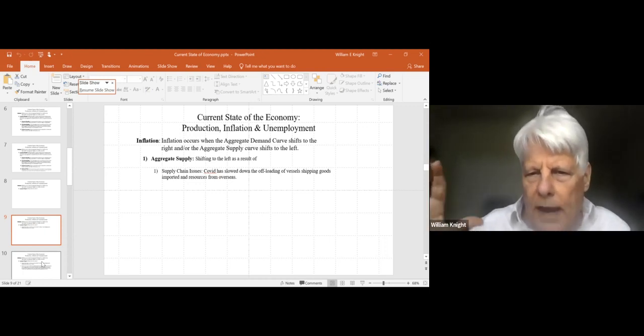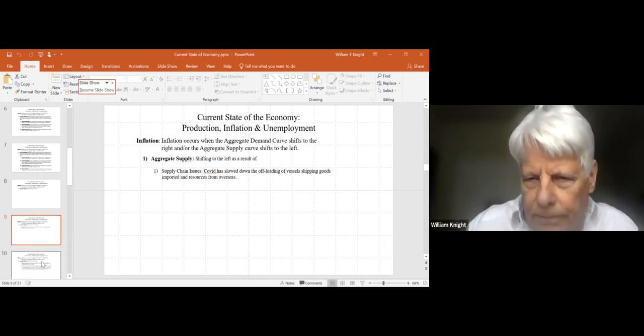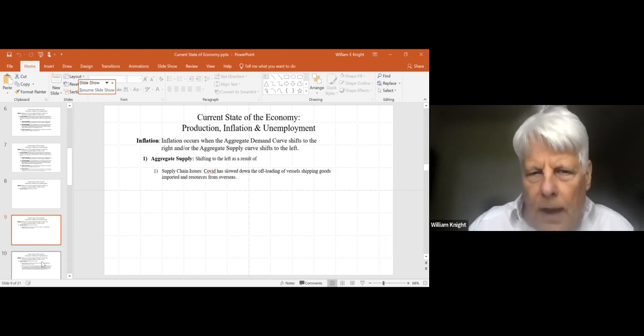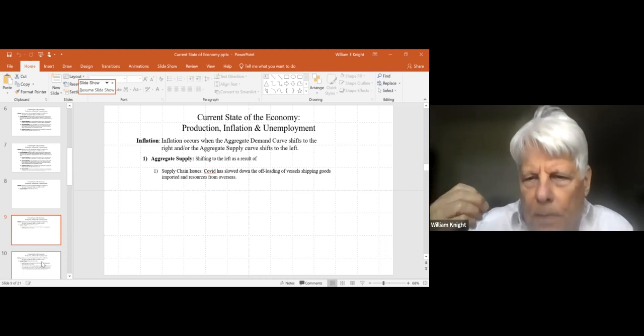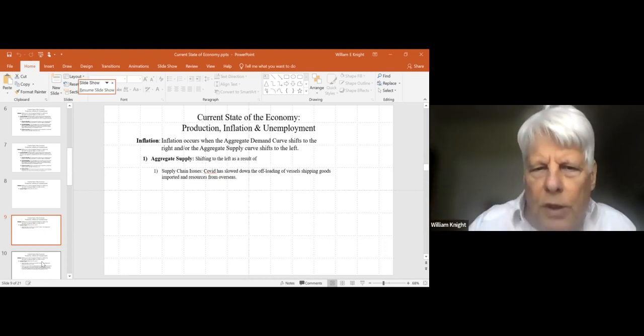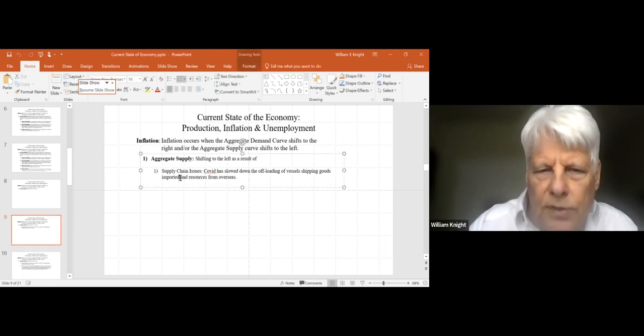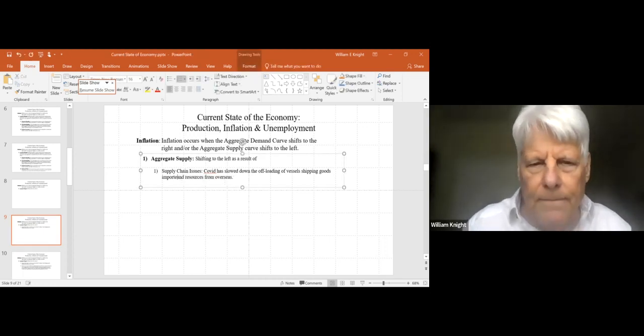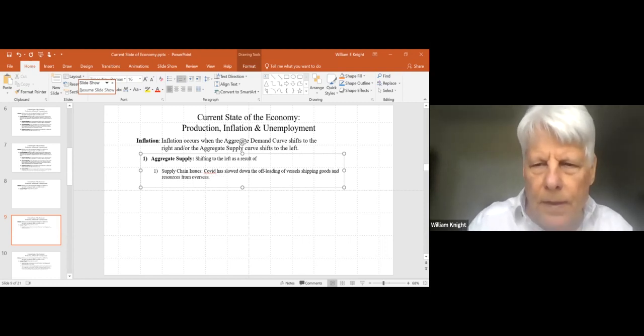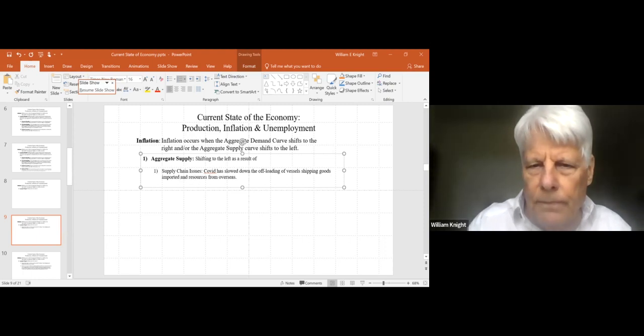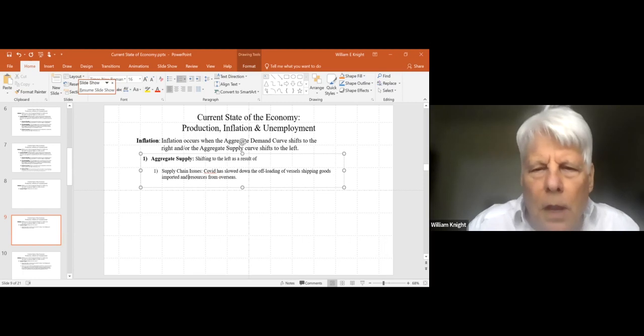COVID has slowed down the offloading of vessels that are shipping goods and imported resources from overseas. That should be "and imported resources." Let me fix that right now. Shipping goods and imported. Oh, I screwed that up anyway. Imported, I'll get it later.